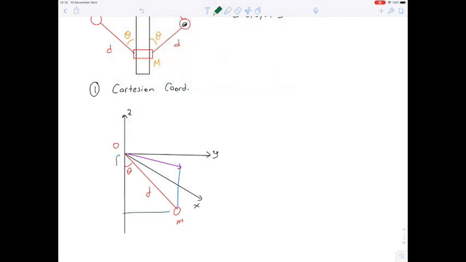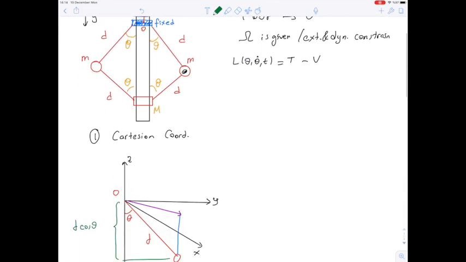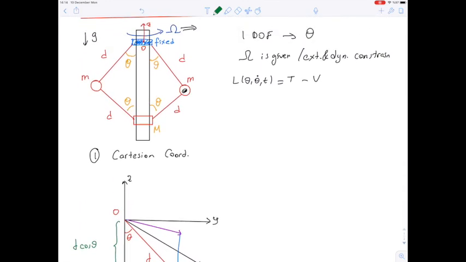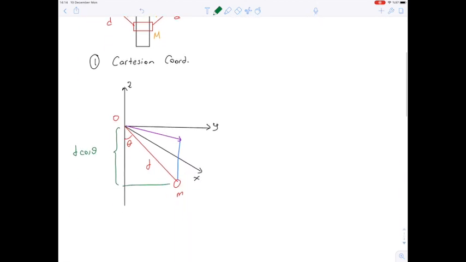Okay, so first of all, let's think about this distance, which is the z coordinate. It's d cosine theta, right? And does it make sense if theta is zero? Yes, this is going to be at the minus d location in this coordinate system. And this purple projection on the xy plane is d sine theta.